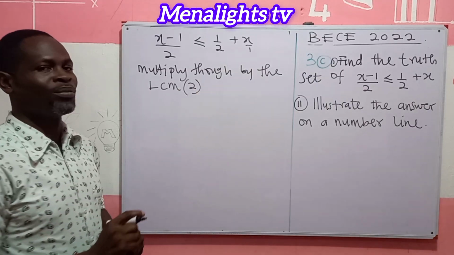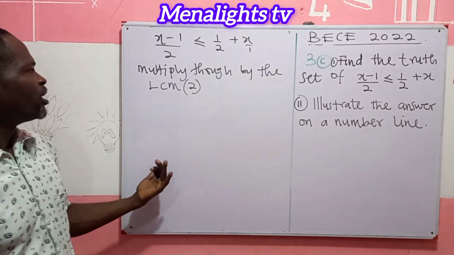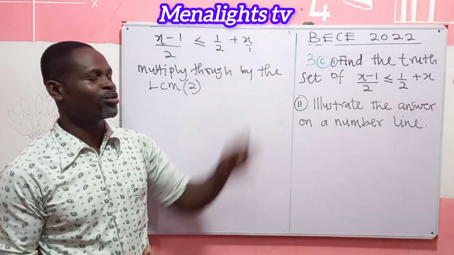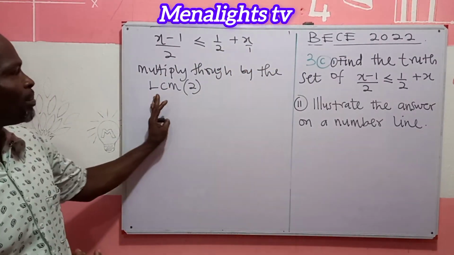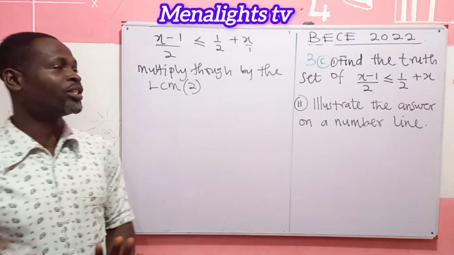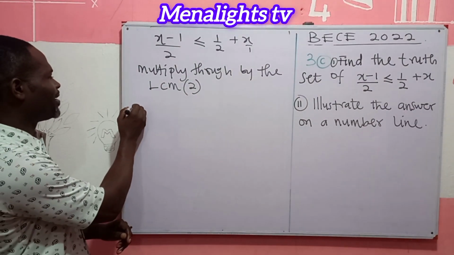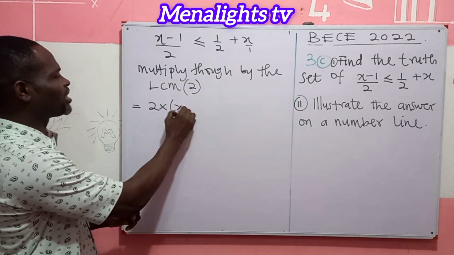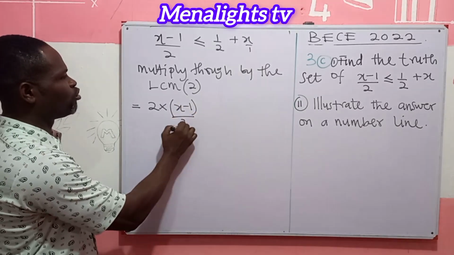So we multiply through by the LCM, which is 2. We have one term here, another term, and then another term. So we have 3 terms there, and we have to multiply all of them through by the LCM, which is 2. So when you come to the first one, we have 2 multiplying into brackets x minus 1 all over 2.